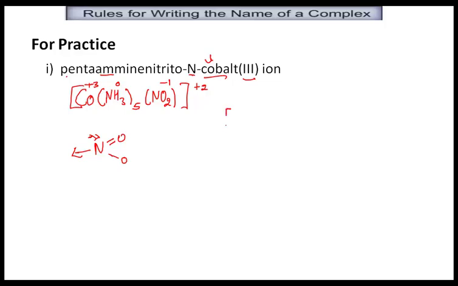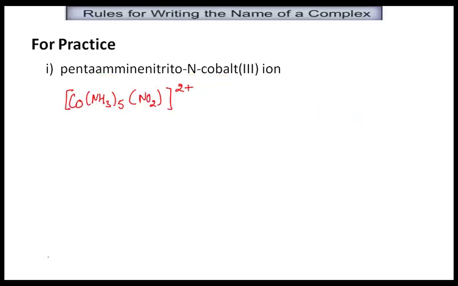So the complex formula will be [Co(NH3)5(NO2)]2+. This is the formula. Okay, I hope it is clear to you. Let us take another example. It's potassium tetracyanonickelate(II).